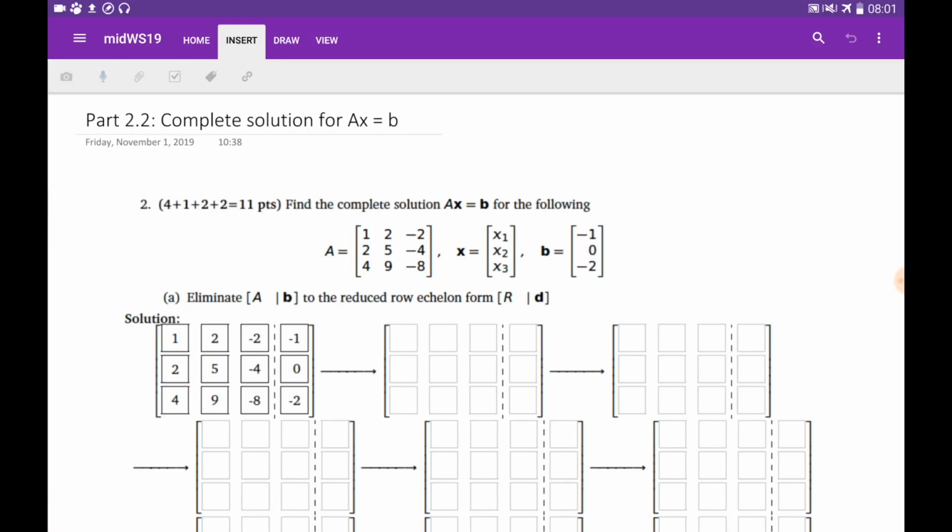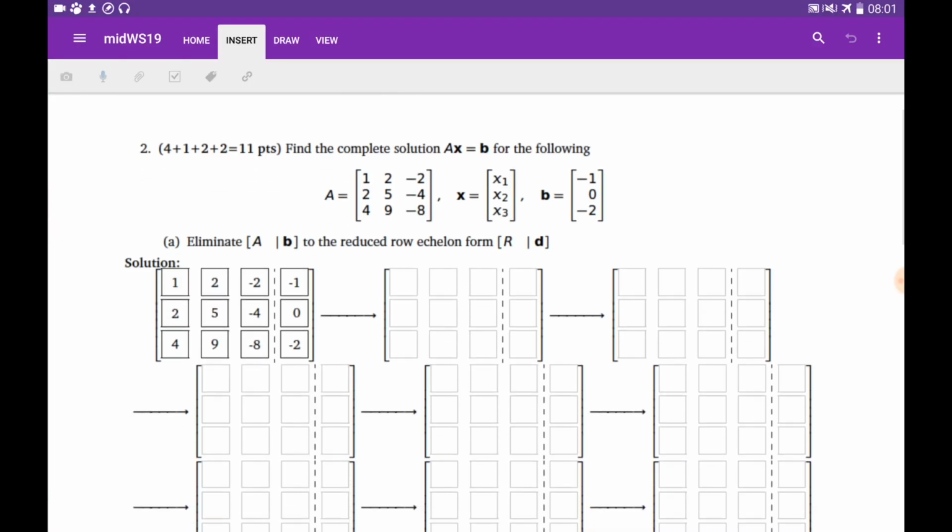Let's discuss the solutions for the second problem. In the second problem, we're given a system of linear equations, Ax is equal to b. We need to find the complete solutions for this.